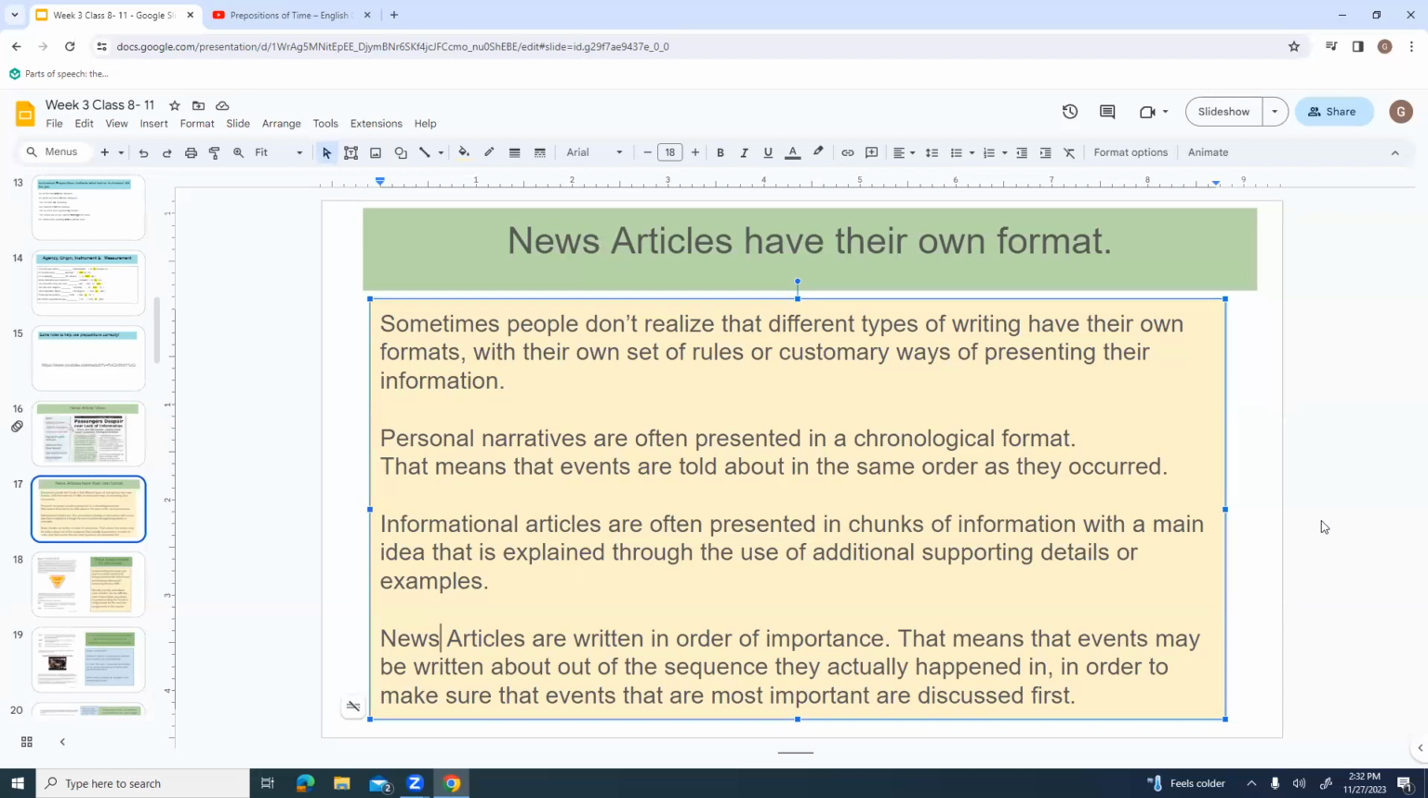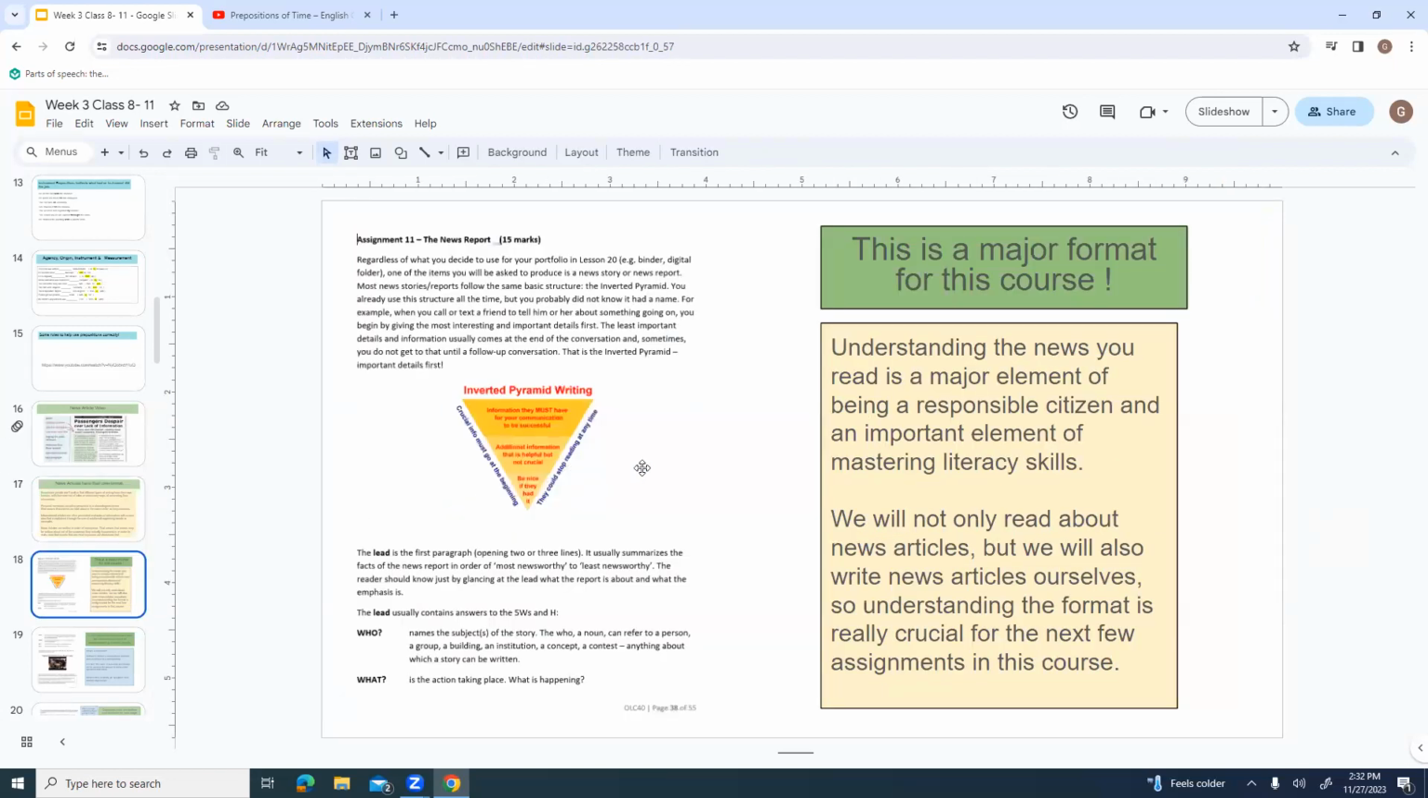So the writer doesn't always have control over how long the story is. They may write a story that's a certain length and the editor may cut it down by 3/4 or a half, who knows. So that's why news articles have their own format, because of the way that writing gets edited or cut short.